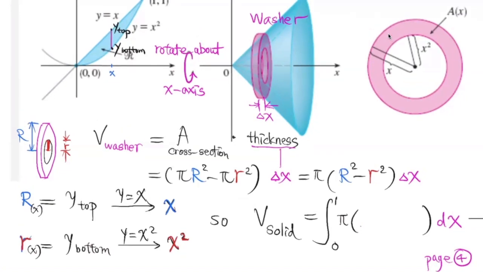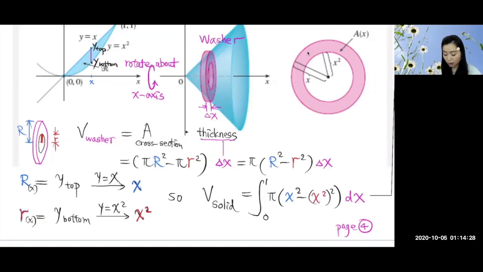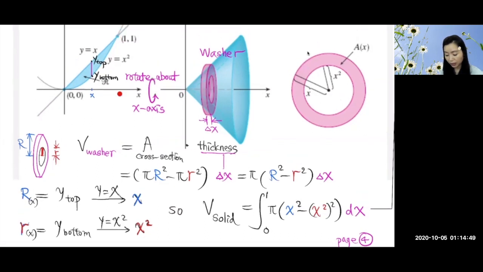Now you substitute x into big R and x squared into small r, and you get this integral. Replace delta x by dx, and x goes from 0 and is going to end at where? It's the last point here. x is going to end at 1. So this integral has lower limit 0 and upper limit 1.